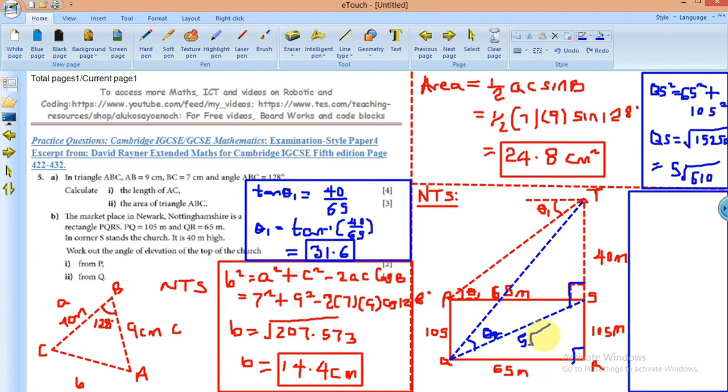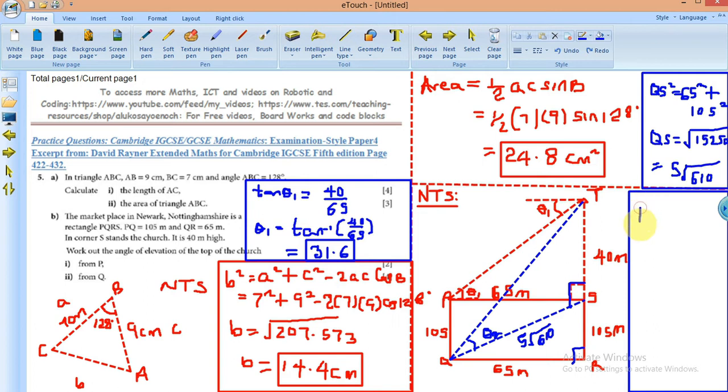Yeah, but QS is 5 roots 16, right? Okay, 5 roots 16. So we can now go ahead with QST, and this is perpendicular. We are looking for the angle, sorry about that. So the angle of elevation of the top of the church from Q, and here it is, theta 2. So that will be opposite over adjacent. So we can still go with tan theta 2.